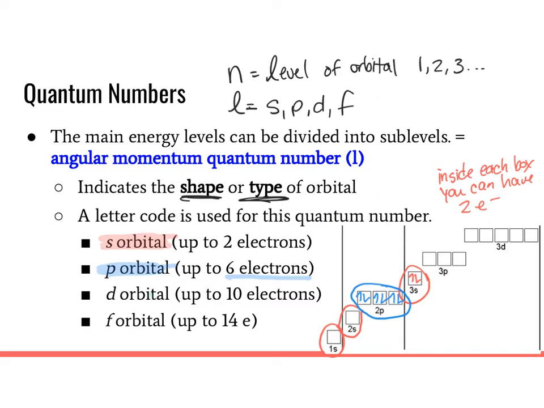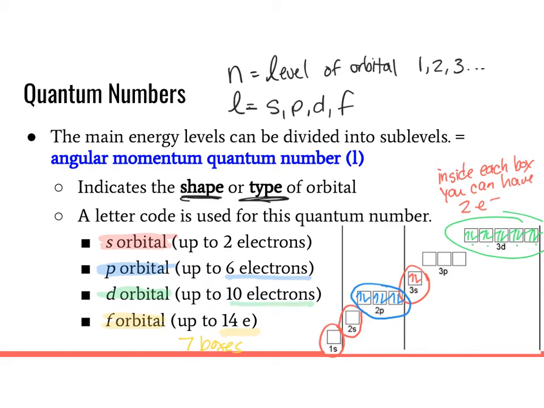Next up, we have the D level. It can hold 10 electrons. When we look at a D level, we're going to see 1, 2, 3, 4, 5 little boxes, so you can fit 10 electrons in here. The last one, which is the largest one, is going to be the F orbital. It's going to have 14 electrons. Therefore, it's going to have 7 boxes.